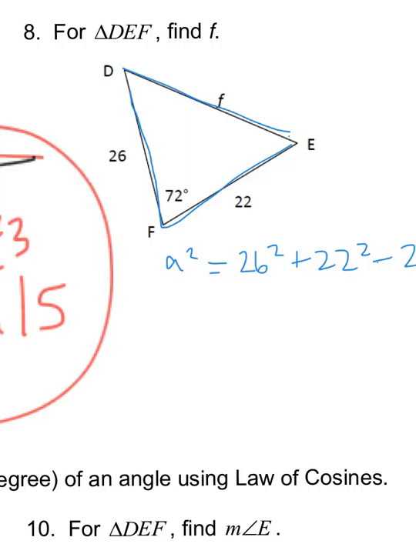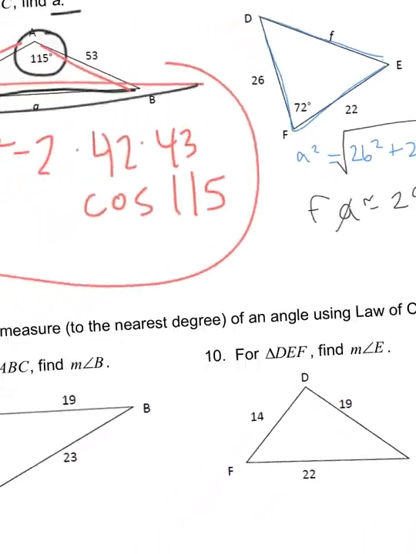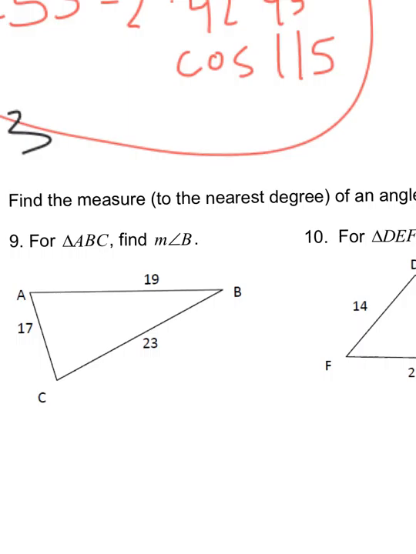So I get to this, and I have an a squared, so I'm going to take the square root of both sides, very carefully in my calculator, and I'm going to round to the nearest tenth. So a, or actually f, is approximately equal to 28.4. And there's no units on these. And then number 9, find the measure of the angle.